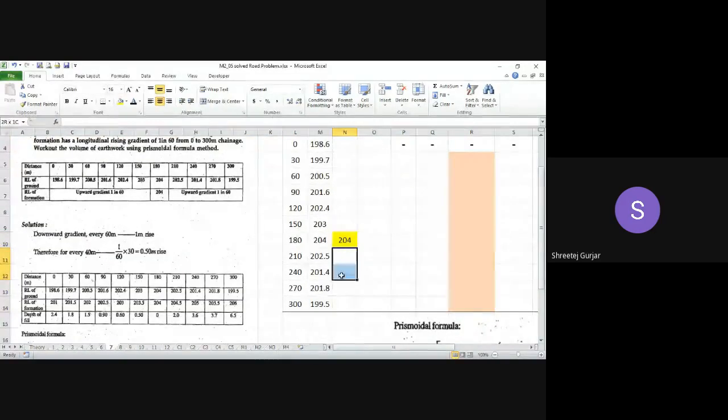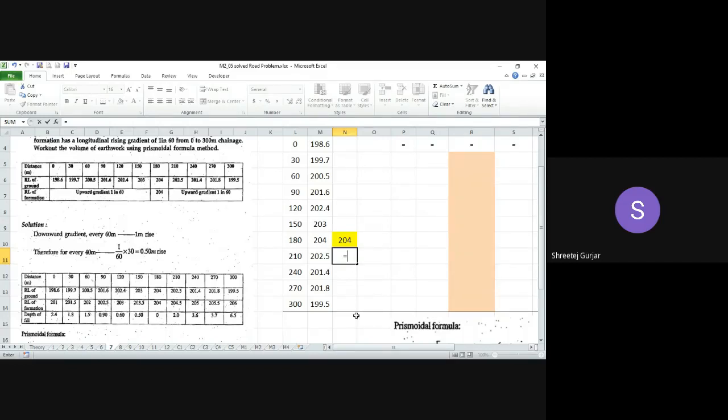So how can I calculate these RLs now? It is an upward gradient of 1 in 60. So 1 in 60 into 30. Why 30? Because our interval is 30 meters everywhere, and the upward gradient given is 1 in 60. So 1 in 60 into 30 is 0.5 meter rise, 0.5 meter rise everywhere.